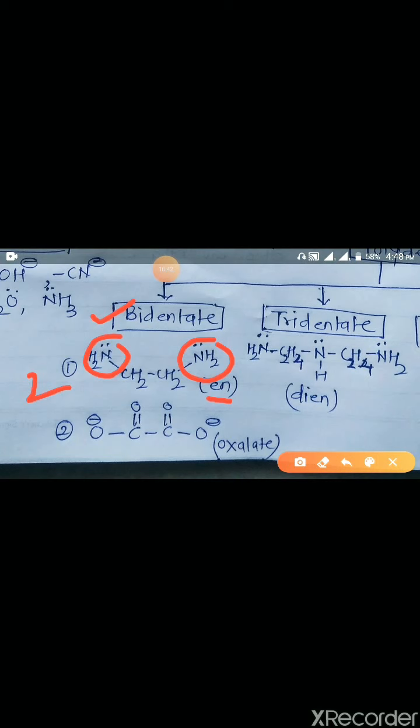Again oxalate. Here you can spot a negative charge on two oxygen atoms. That is again two donor atoms. Therefore it is categorized under bidentate ligand.